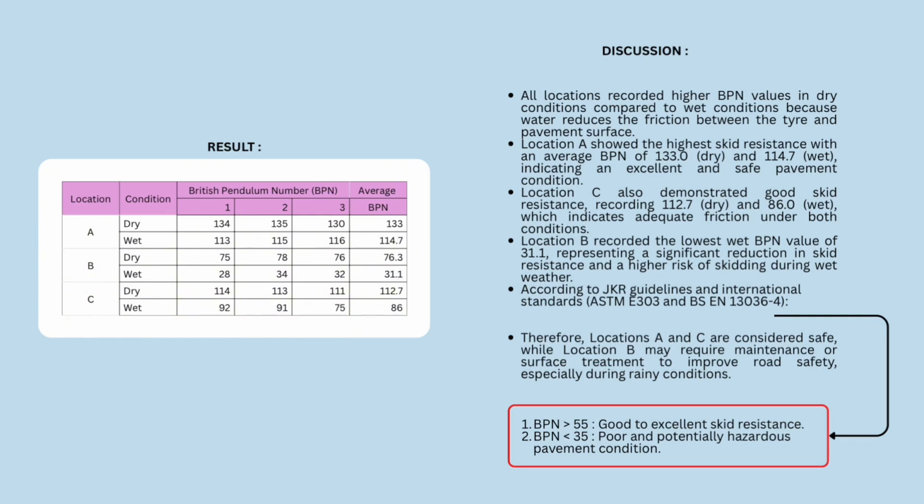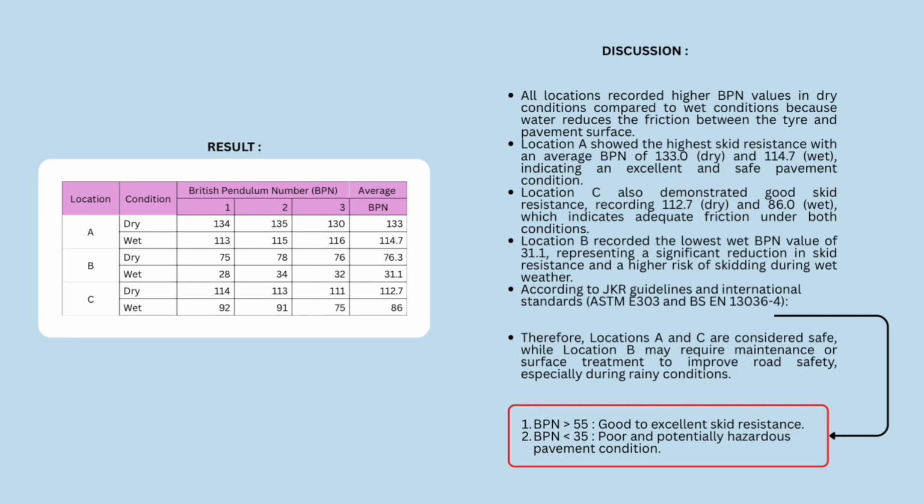Location C also demonstrated good skid resistance, recording 112.7 for dry and 86 for wet, which indicates adequate friction under both conditions. Location B recorded the lowest wet BPN value of 31.1, representing a significant reduction in skid resistance and a higher risk of skidding during wet weather.